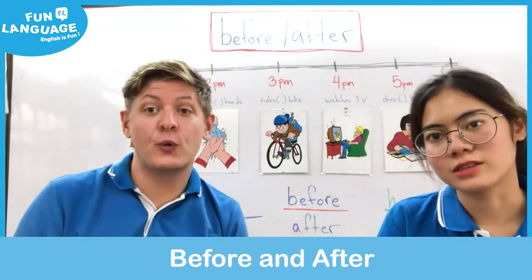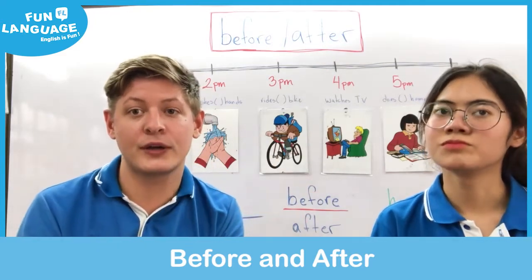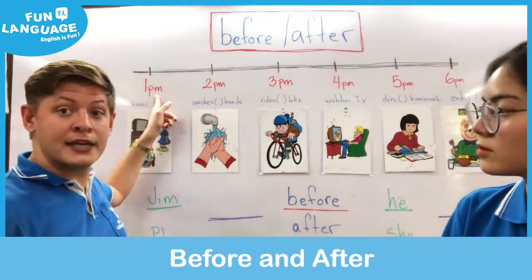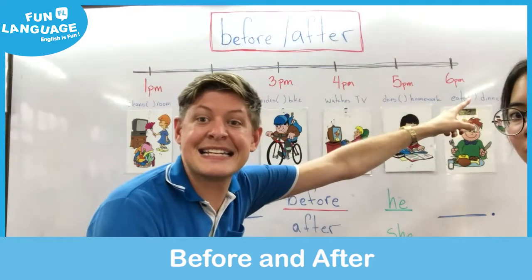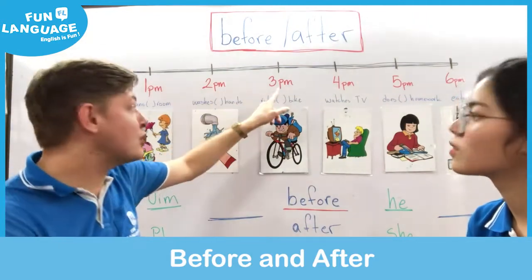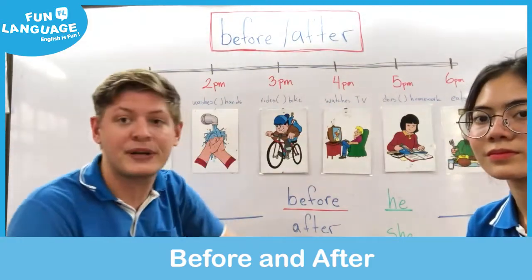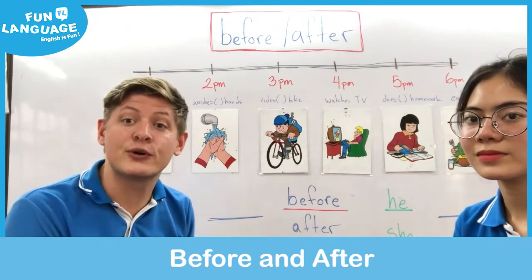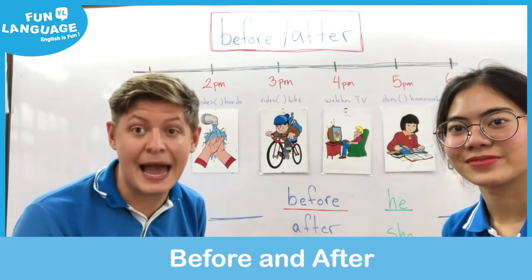Before and after. We are going to be talking about time and what we do in that order of time. Okay? So we have a timeline written on the board. 1, 2, 3, 4, 5, and 6. 1 in the afternoon, 2 in the afternoon, 3 in the afternoon, 4, 5, and 6. Okay, so that is our day broken up. So we are going to be talking about activities that we do during the day and when we do them.